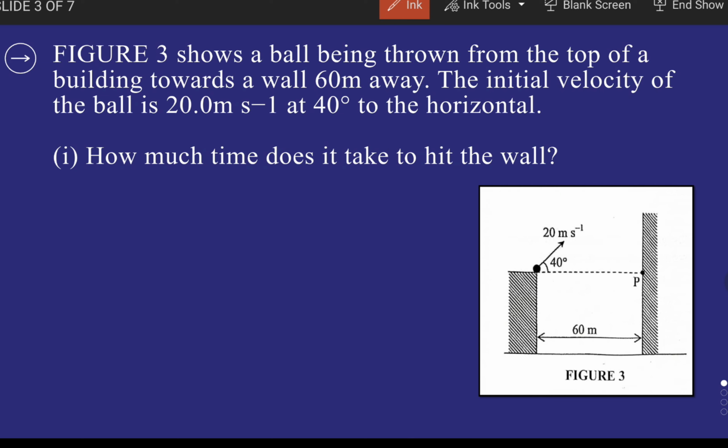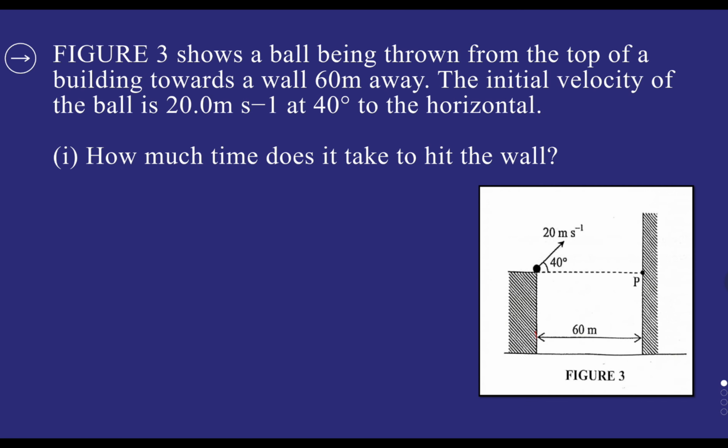So firstly, we're going to list down everything that the question has given us. So we can see that the distance from the building to the wall is 60 meters. So the ball will fly up and then towards the wall, right? So the distance here is Sx. So the length for Sx is equal to 60 meters. So Sx equals 60. Next, we're gonna find Ux.